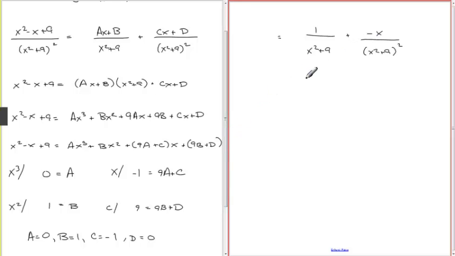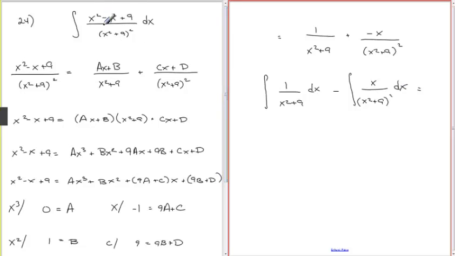So this is what we're actually going to integrate. We're going to have the integral of 1 over x squared plus 9 times dx. And I'm just going to take the negative sign out there. Negative x over x squared plus 9 quantity squared dx. So our original integral involved this, but we can rewrite it as this. And both of these integrals we can actually solve. So let's look at this one first.